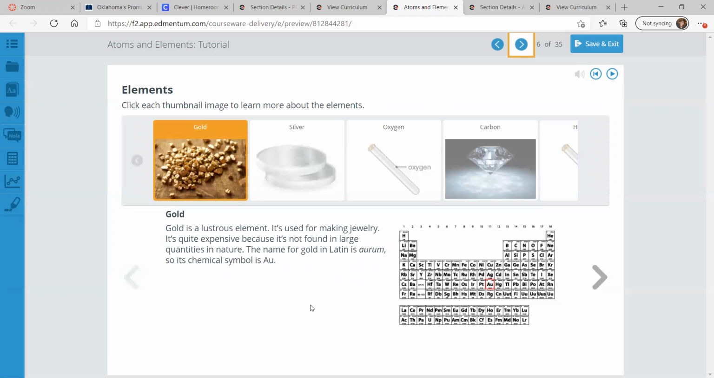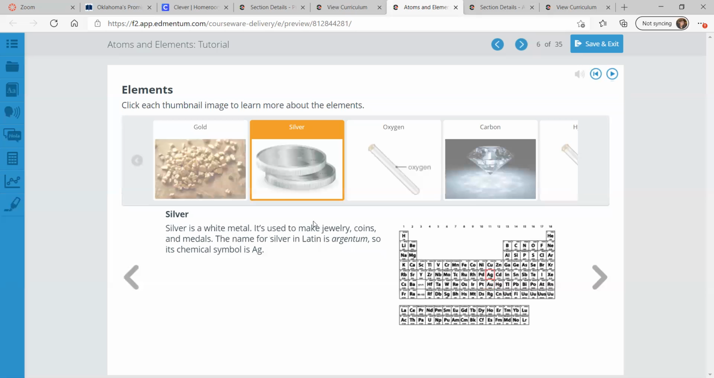Gold is a lustrous element, and lustrous means very good for jewelry or like shiny things. It's quite expensive because it's not found in large quantities in nature. The name gold in Latin is aurum, and that's why the chemical symbol for gold is Au, because of its Latin root.